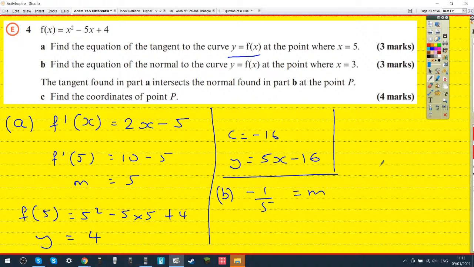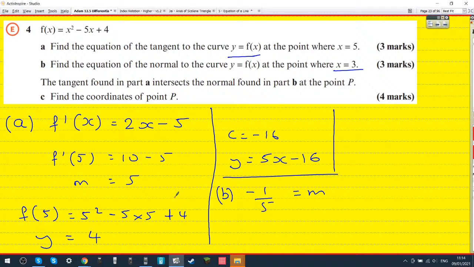So do we sub it into the equation we have? 2x minus 5. Sub what into 2x minus 5? Minus 1 over 5. No, that is minus 1 over 5. You could sub 3 into it, and you should get minus 1 over 5. Okay.